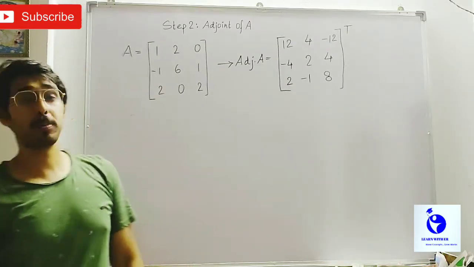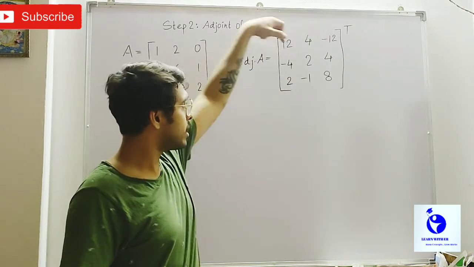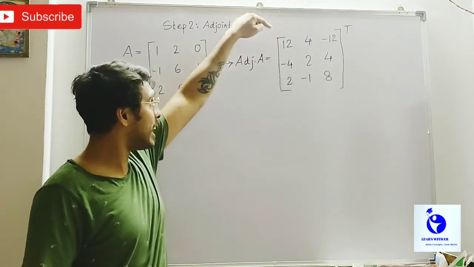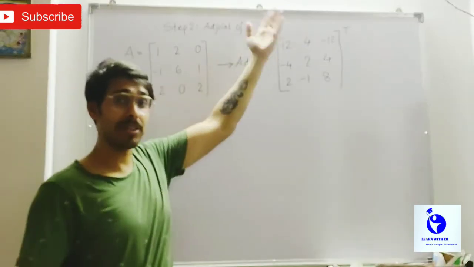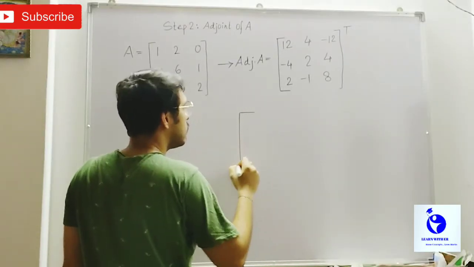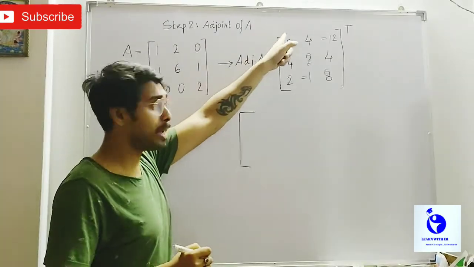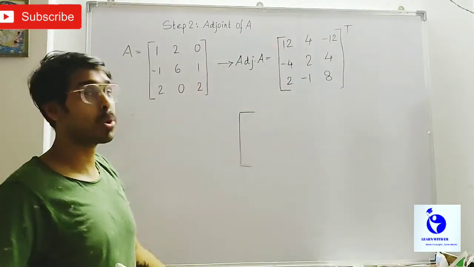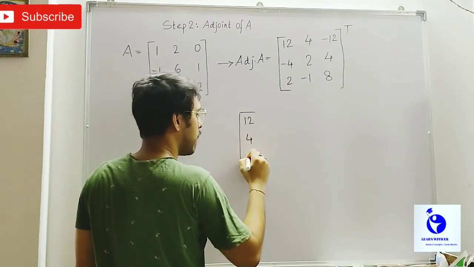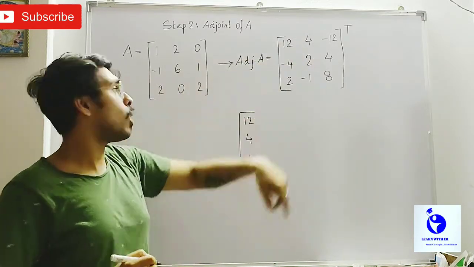So transpose means, as you can see here, the first row is 12, 4, minus 12, second row is minus 4, 2, 4, third row is 2, minus 1, 8. Now if you interchange the first row as the first column, the first row here is 12, 4, minus 12. So instead of being the first row, that now becomes the first column. So it will be 12, 4, minus 12. The second row becomes the second column. Minus 4, 2, 4.